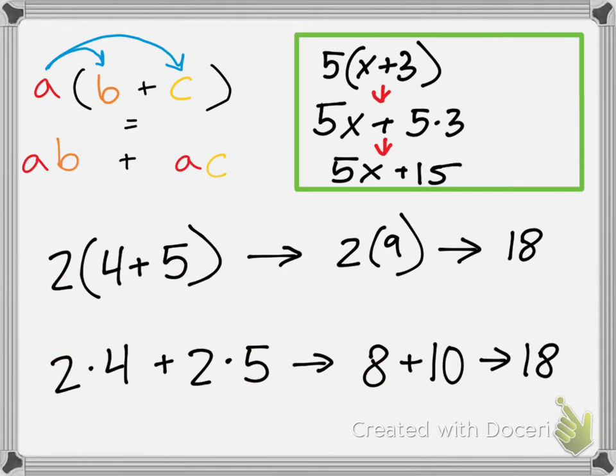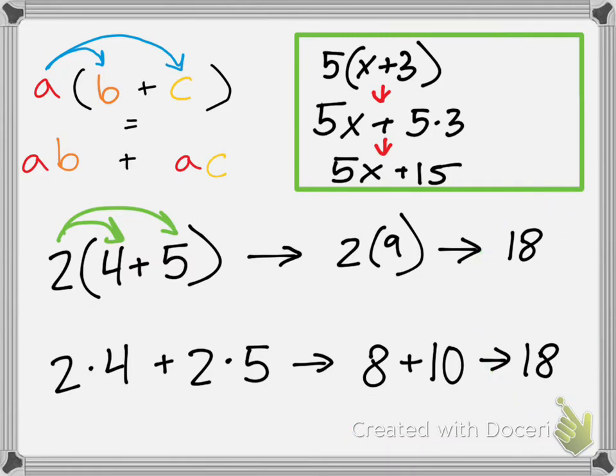So for this one, for example, this is the proof. If I was doing it with numbers, here is 2 times, in parentheses, 4 plus 5. Using our PEMDAS, I made that 4 plus 5 is 9, and 2 times 9 is 18. Now, if I had distributed that to both of them, I would get 2 times 4 plus, because there's a plus, 2 times 5. 2 times 4 is 8. 2 times 5 is 10. Hey, I still get that 18.